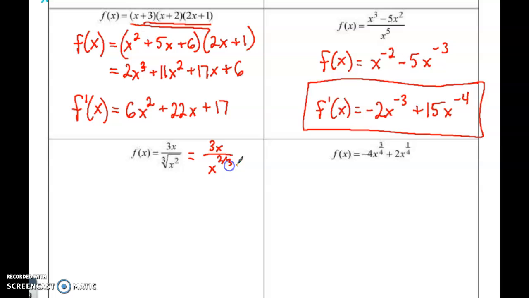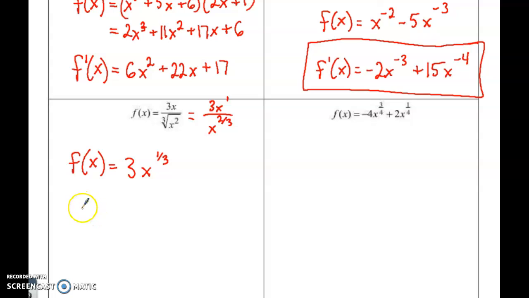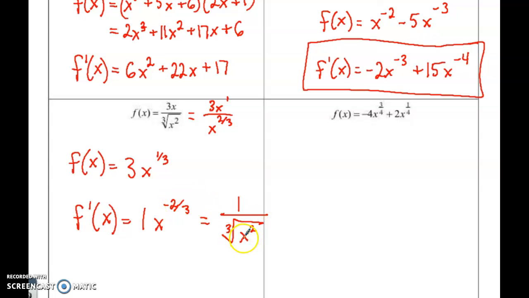It's a lot of exponent manipulation, so rewrite the function first as 3x when you subtract the exponents. That was a rule you probably learned in Algebra 1, Algebra 2 maybe, where you bring the 1/3 in front, subtract 1 from that exponent, and then you could rewrite this as 1 over the cube root of x squared, because the negative exponent sticks into the denominator.